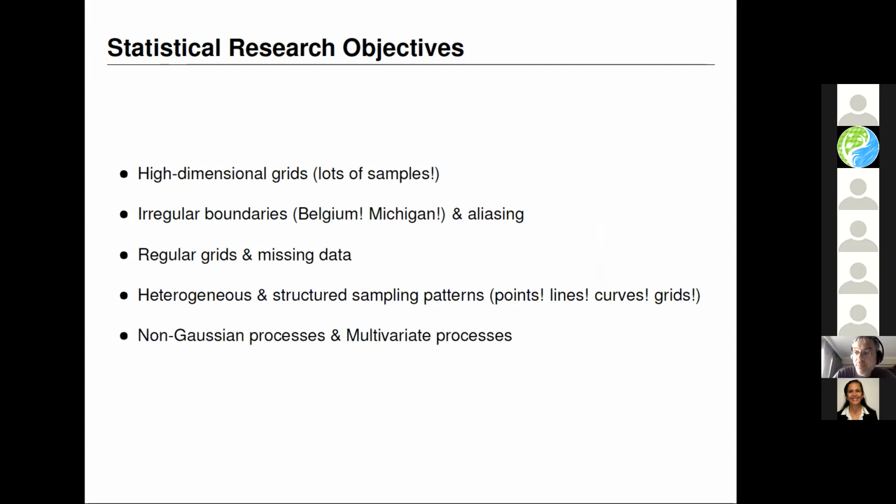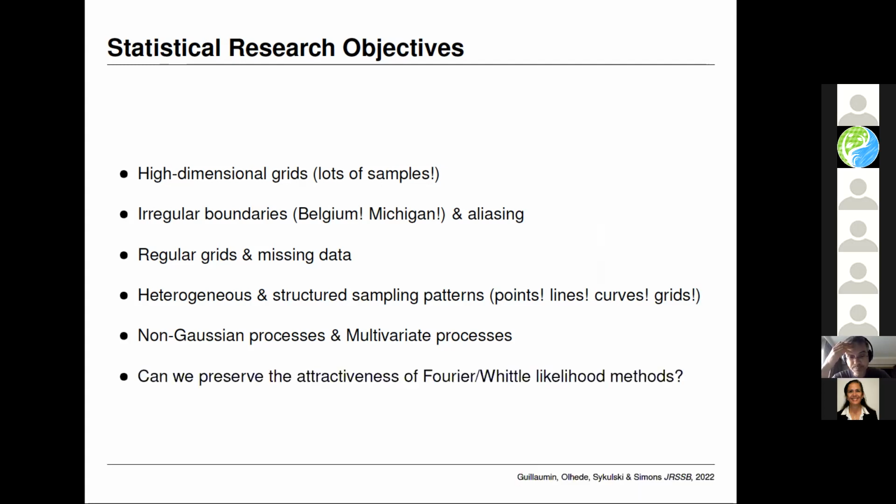So the underlying process, I'm going to talk about Gaussian processes. We do also have to think about non-Gaussian, and we are extending some of our theory to that. And then I mentioned that much of what we're actually doing is multivariate, but right now I'm going to be univariate because it's already enough.